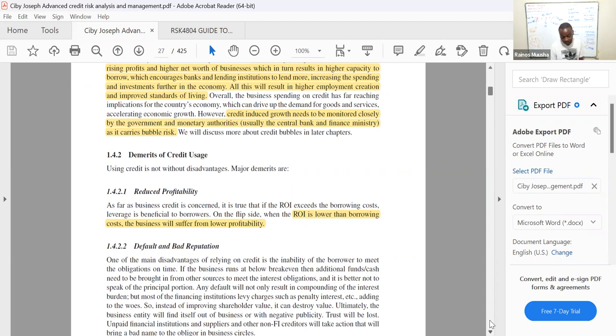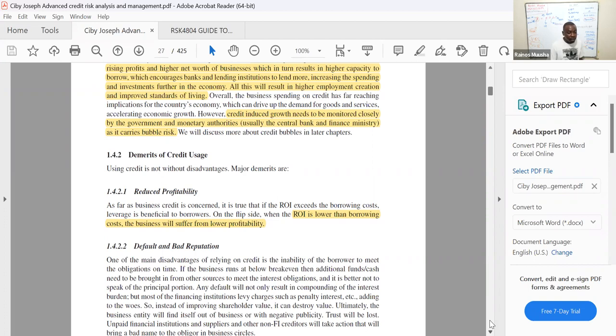So in this case, they are basically saying, remember, it goes back to economics: an economic decision is deemed to be a good economic decision when the benefits are more than the costs. So when the benefits are more than the costs, that's when we say we have made a good economic decision. The benefits in this case are going to be the return on investment. So when the return on investment is greater than the borrowing costs, then it basically means what? You're making a good economic decision.